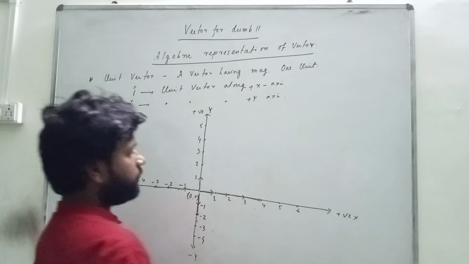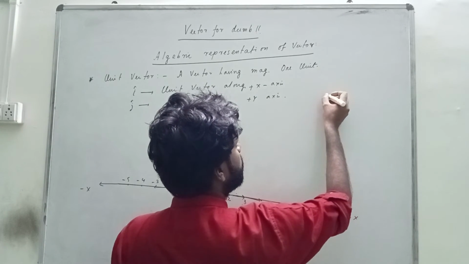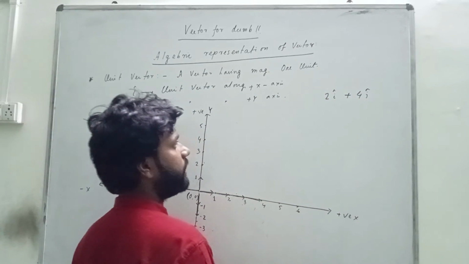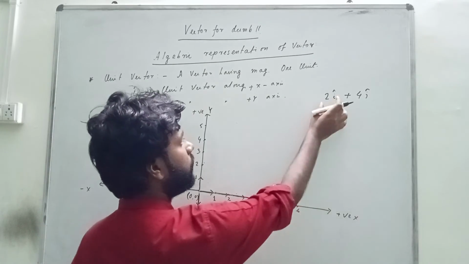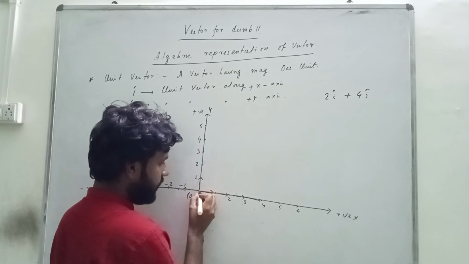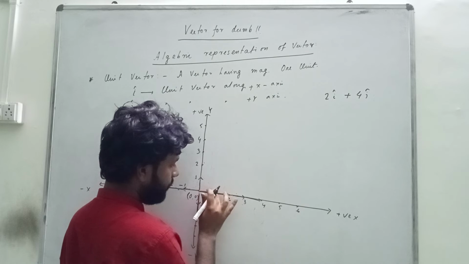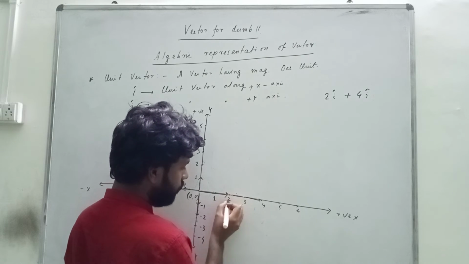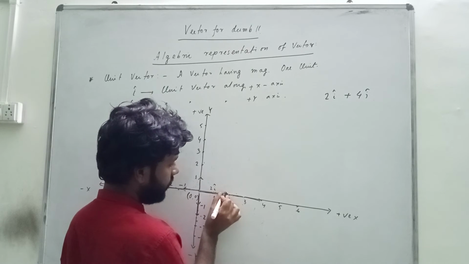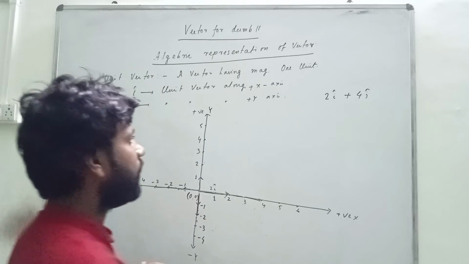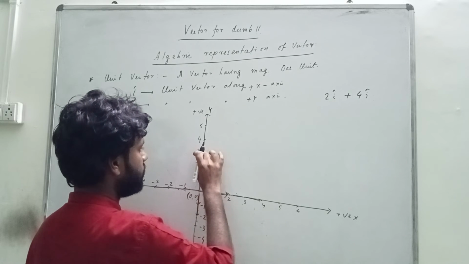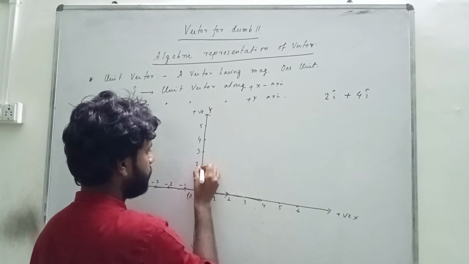Okay, so if I want to calculate 2i cap plus 4j cap, what will this be? First draw the vector of 2i cap. Obviously it is your 2i cap, right? Just erase this thing. Name it 2i cap from here to there, very simple. And it is a 4j cap: j cap plus j cap plus j cap plus j cap is your 4j cap.